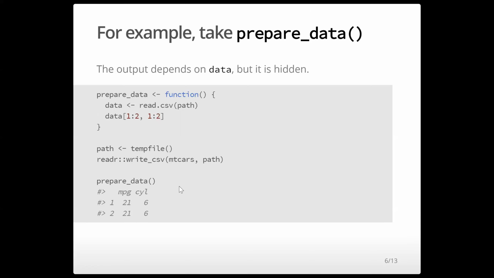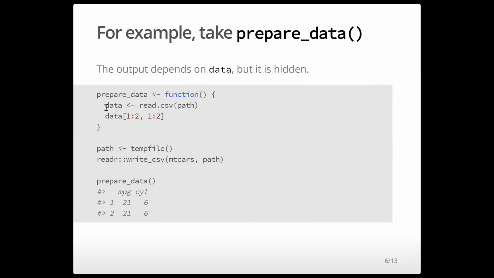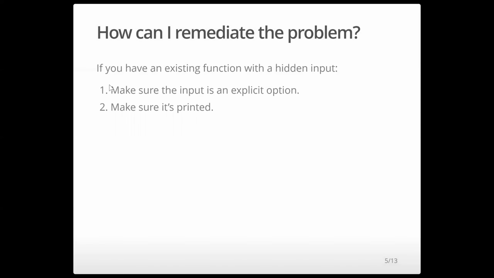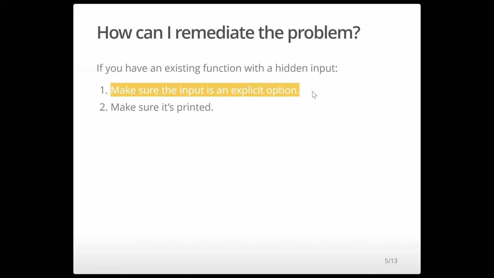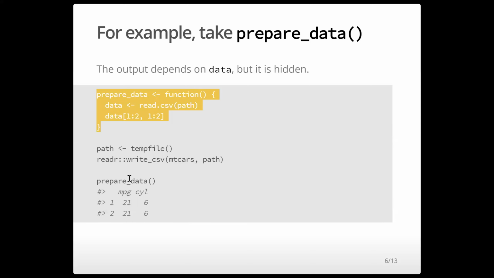But remember, let's go one step behind. We have a hidden argument. The hidden argument is data. And the first thing we should do to remediate this problem would be to make sure that the input is an explicit option. So let me show you what that would look like. So what's the next step? We have this function. What do we do next?